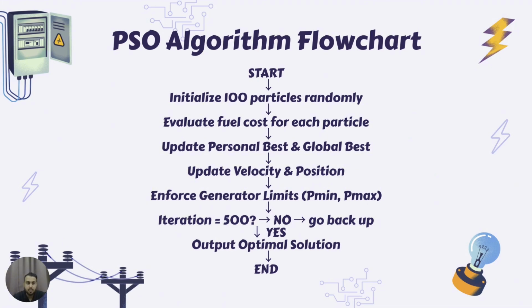So for the PSO algorithm flowchart, we start with initializing 100 particles randomly, and then evaluate fuel cost for each particle, and update personal best and global best, and also update velocity and position, then enforce generator limits for Pmin or Pmax, then check whether iterations equal 500. If no, go back up. If yes, then straight to output the optimal solution, and lastly end.